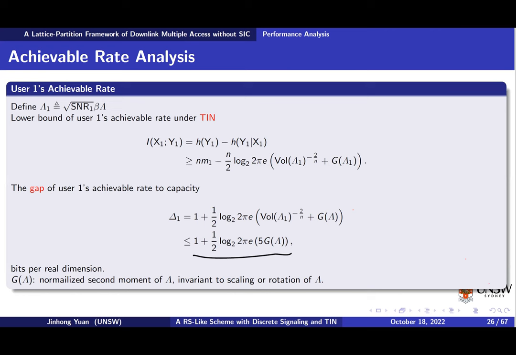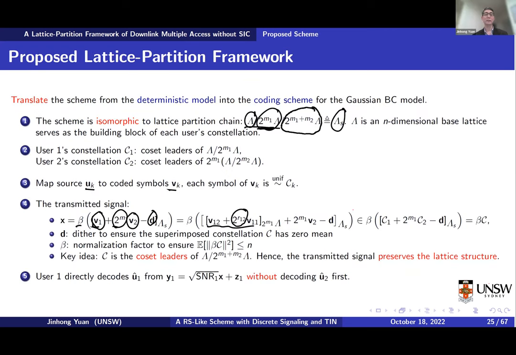Sorry, this is 26. Oh, this is 26, 25, yes. Yes.